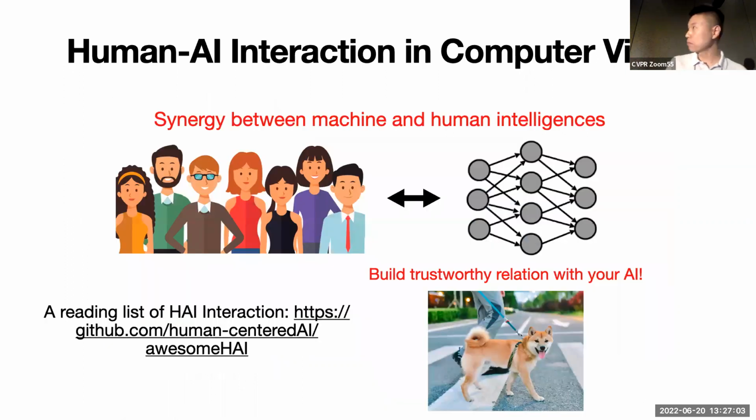Okay, so that's pretty much for my lecture. I think it's very important to have this human-AI interaction. We want to build this synergy between the machine and the human intelligence. We want to build trustworthy relations with the AI models you have, like your pets. Here I also list a reading list about recent progress in human-AI interaction.